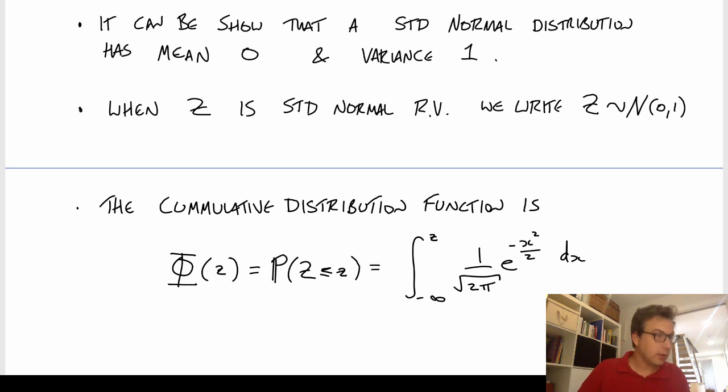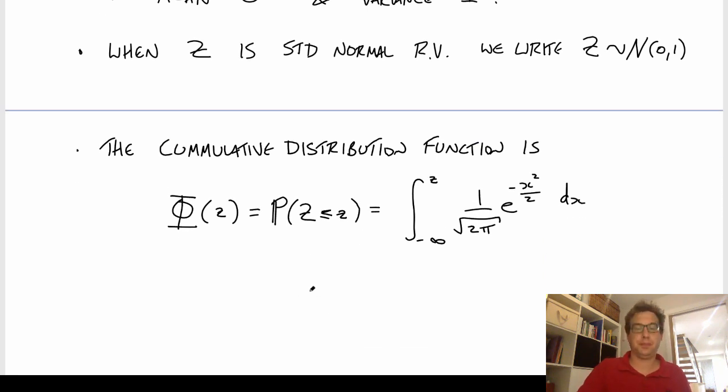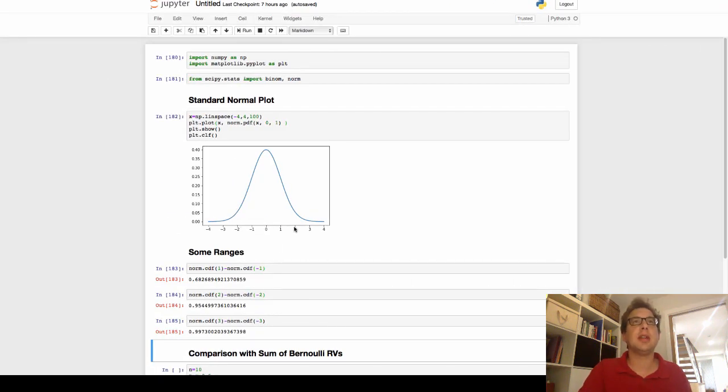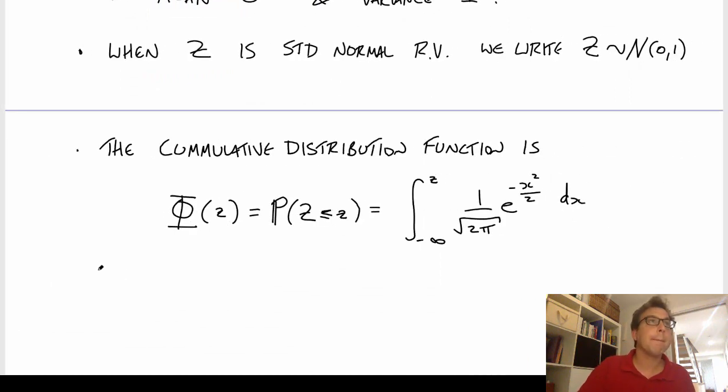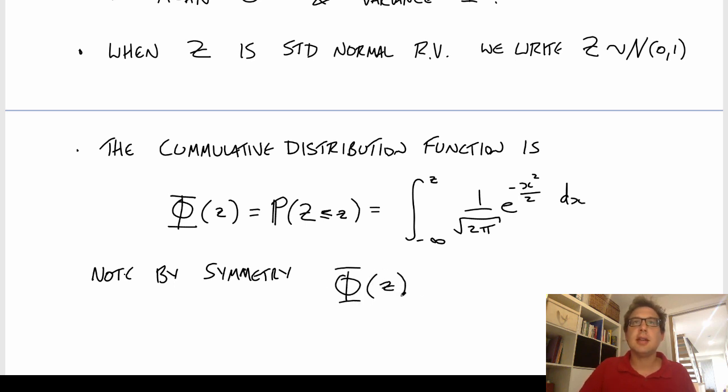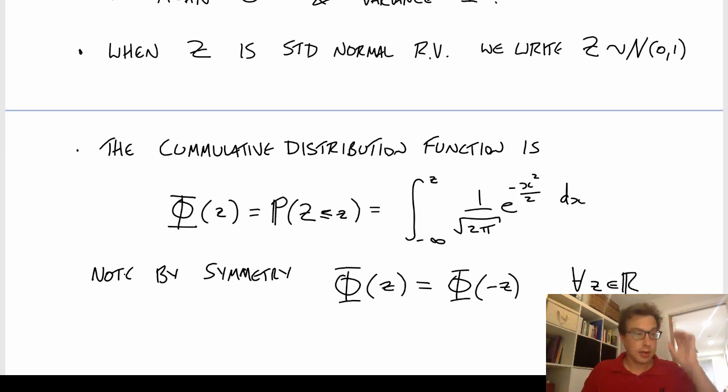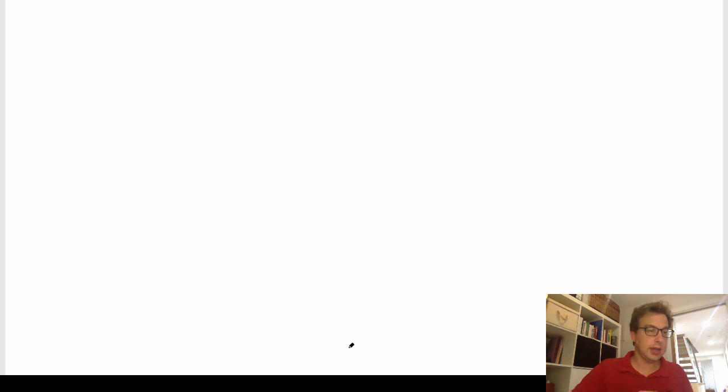Like we noted before, from the picture that we saw here, notice it's nice and symmetric. So the amount of probability to the left of say 2 is equal to the amount of probability to the right of -2. So note, by symmetry, phi of z is equal to phi of minus z, for all z belonging to the real numbers. We can slightly generalize the normal distribution. We have considered a standard normal distribution.